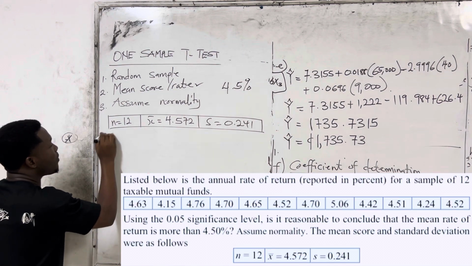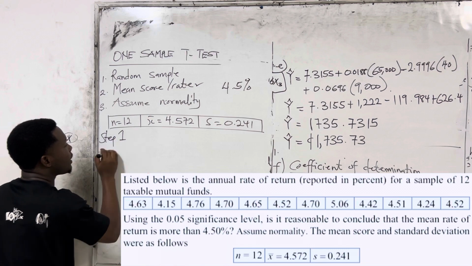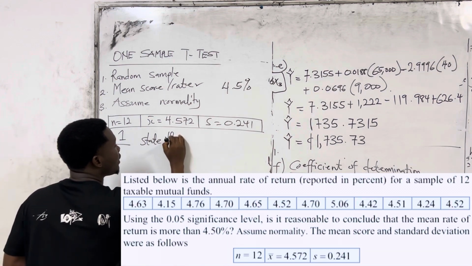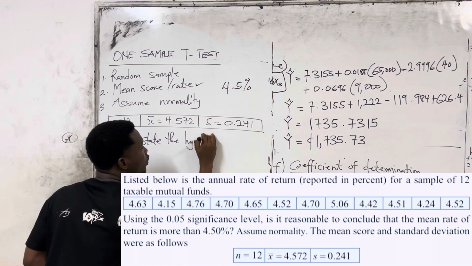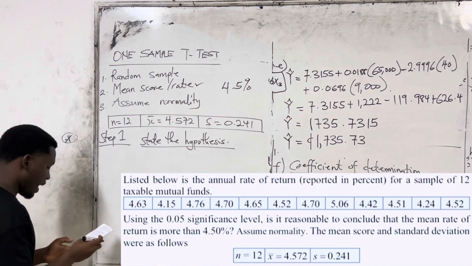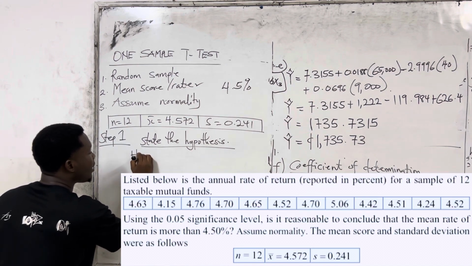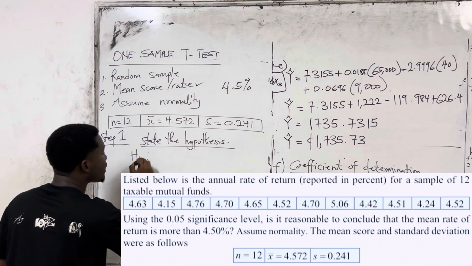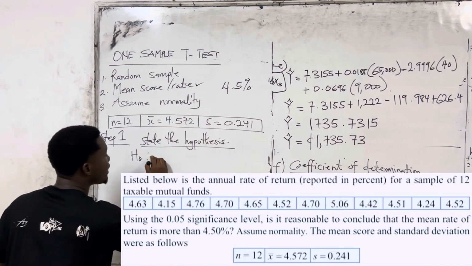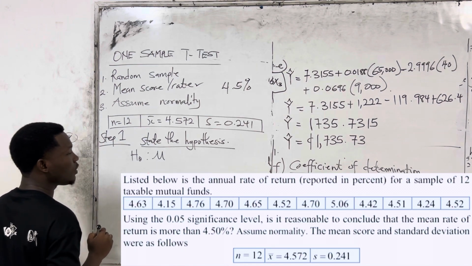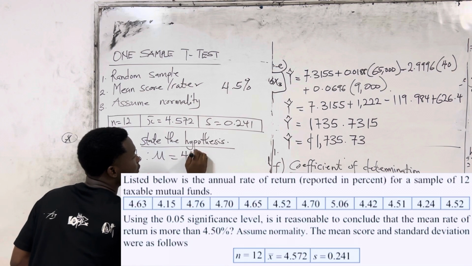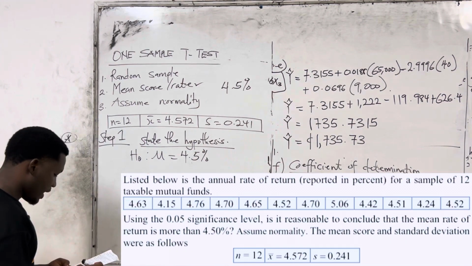So step one, we have state the hypothesis. We have H0: the mean rate, we use this symbol to represent it, you understand? And it's equal to 4.5 percent.